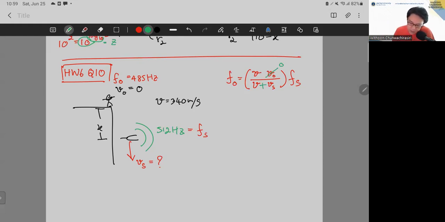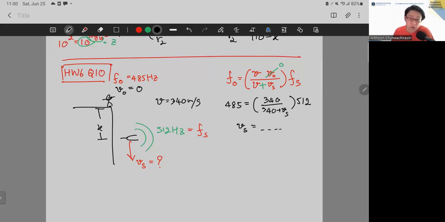All right, and now your job is just substituting the numbers. The observed frequency is 485. The speed of sound is 340, over 340 plus the speed of the tuning fork. And the source frequency is 512. Isn't that cool? From this equation alone, you will be able to figure out what the speed of the tuning fork should be at this moment, right there.